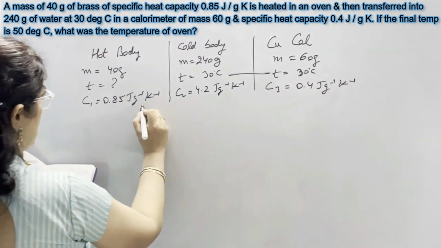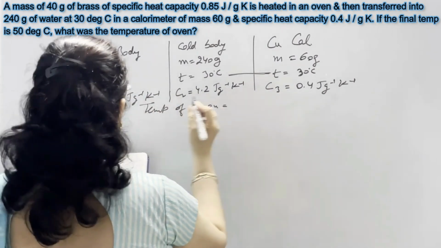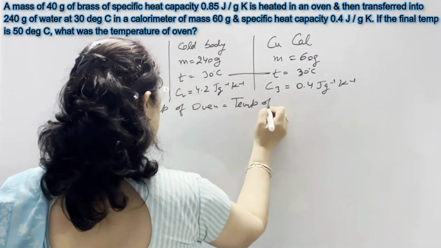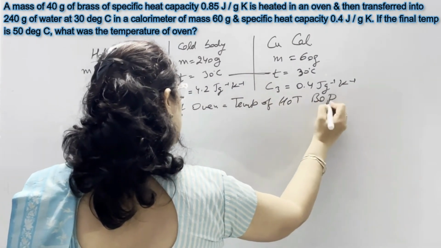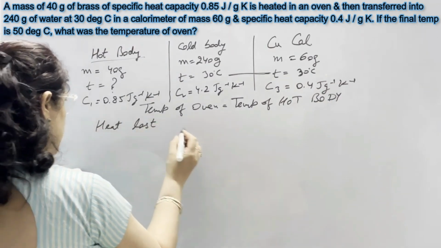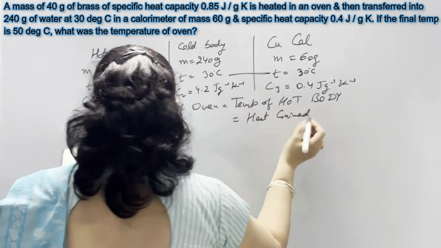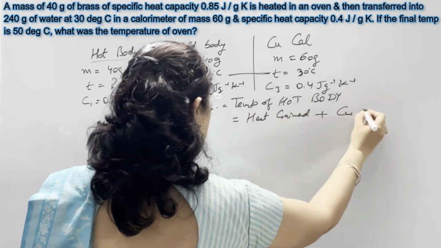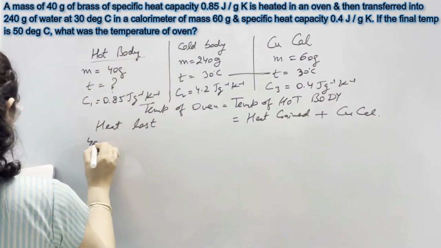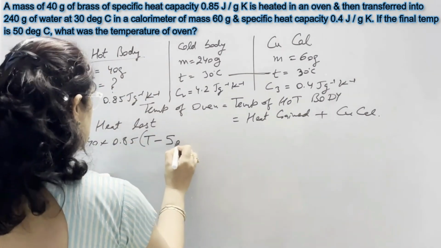Now the temperature of oven we need to calculate. So the temperature of oven we are taking equal to the temperature of hot body. This we need to calculate. Now heat lost or heat given by hot body is equal to heat gained by cold body plus heat gained by copper calorimeter also. So heat lost by hot body is equal to M is 40, C is 0.85 and T is T minus 50 degrees Celsius.